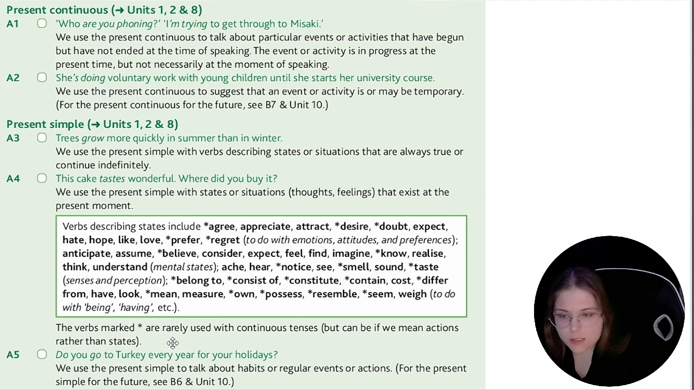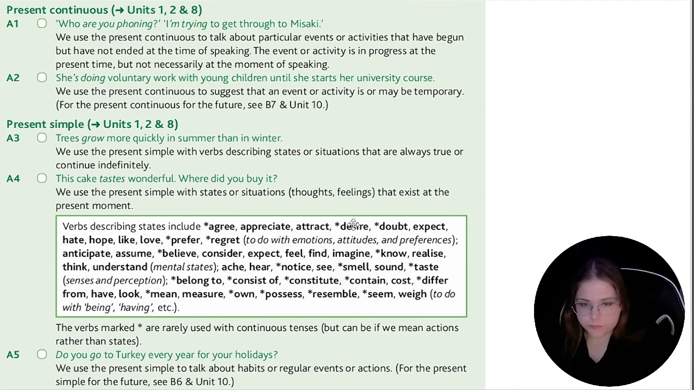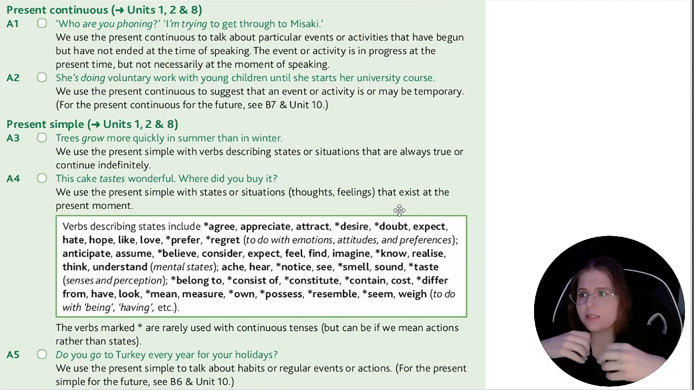The verbs marked with this symbol are rarely used with continuous tenses, but can be if we mean actions rather than states. For example, if I am doubting about something, it means that right now I am in two minds, and I want to underline that this is happening right now.